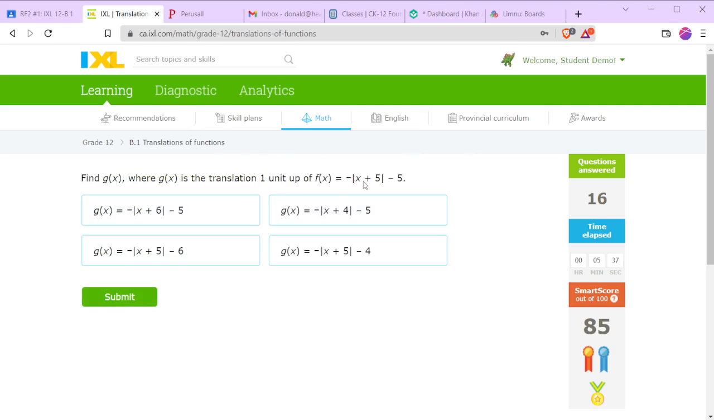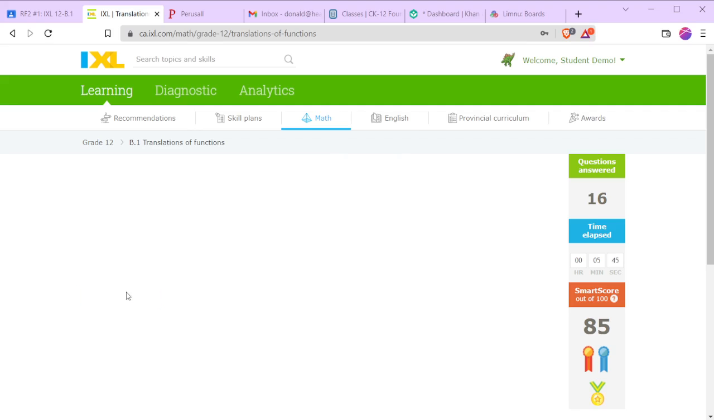We want to move this 1 unit up. So we take the whole thing and add 1. So it'll be identical, except our minus 5 becomes a minus 4.